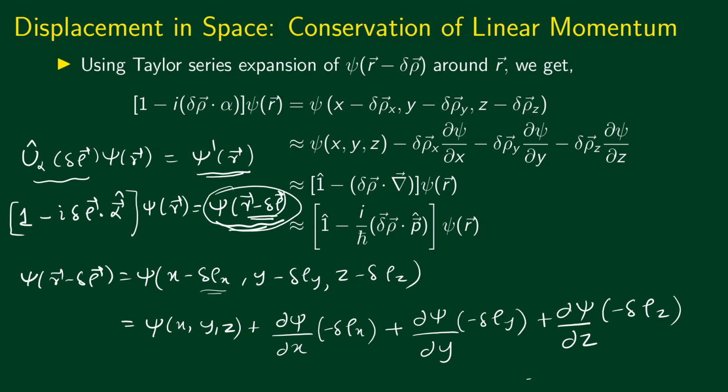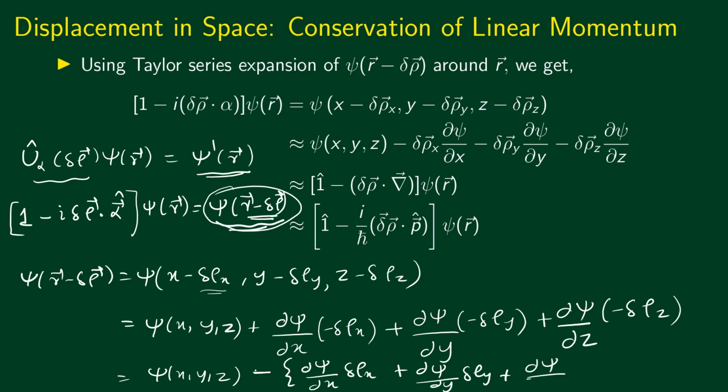Okay. Now this can be written as psi of x, y, z minus, and let's pull this minus sign outside, and inside we have the partial derivative of psi with respect to x multiplying delta rho x, plus the partial derivative of psi with respect to y multiplying delta rho y, plus the partial derivative of psi with respect to z multiplying delta rho z. Alright, now we see that this is actually in the form of a scalar product of two vectors.